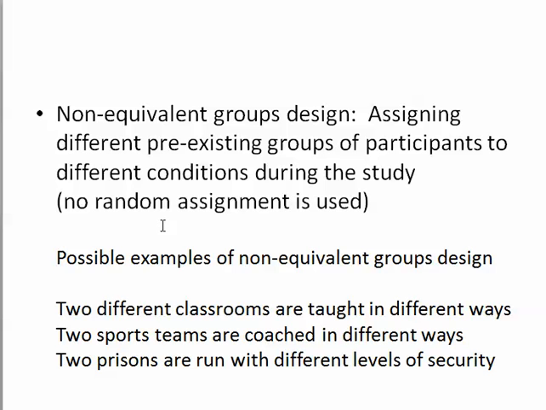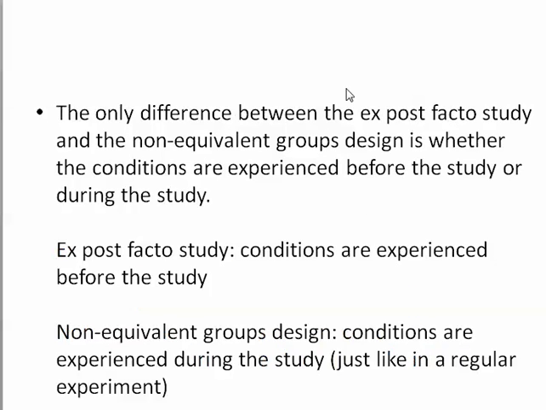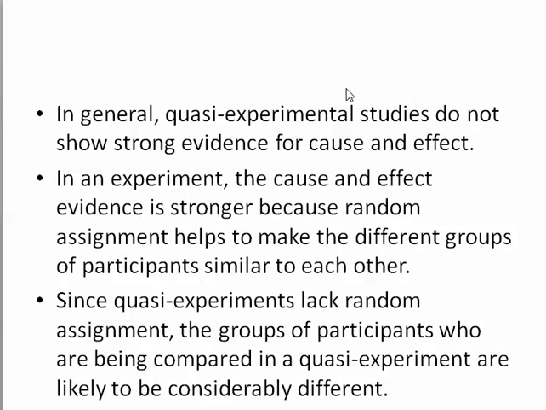before I decided to coach them differently. The two prisons already existed before I decided to run them with different levels of security. So there's no random assignment to teams. Here, there's no random assignment to prisons. And up here, there's no random assignment to classrooms. These are the non-equivalent groups designs. Two groups that already existed ahead of time are being assigned to different conditions during the study. That's the difference between them.